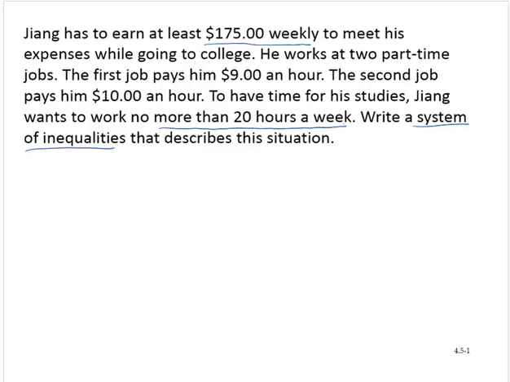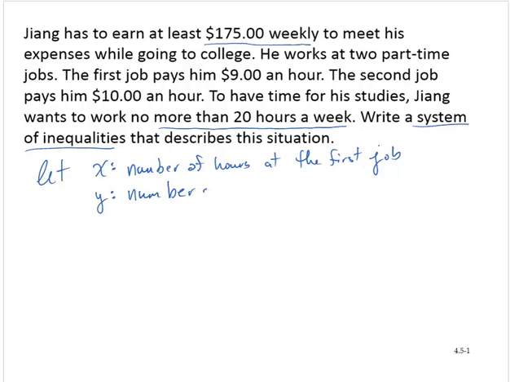So, what are the unknowns in this problem? What are the variables? Notice that his weekly earnings depend on the number of hours worked, and in fact, this requirement of the 20 hours a week also depends on the number of hours worked. So, I will let x represent the number of hours at the first job, and I will let y represent the number of hours at the second job.